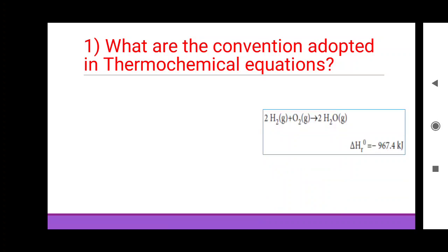Delta H, with the superscript 0 meaning standard. What is the value, whether it is positive or negative. So in this equation, delta H of reaction, standard, equals minus 967.4 kilojoule. Okay. Now we see the conventions.